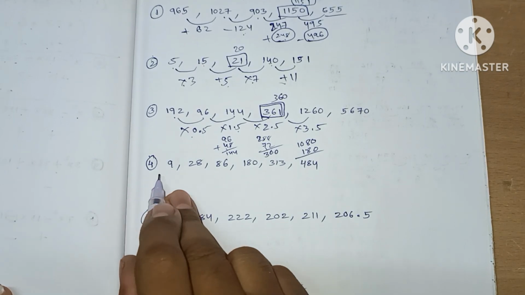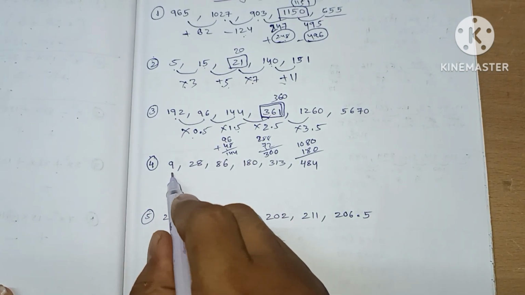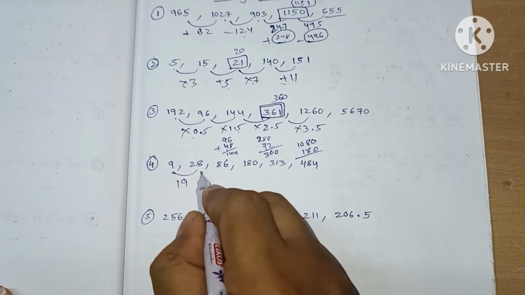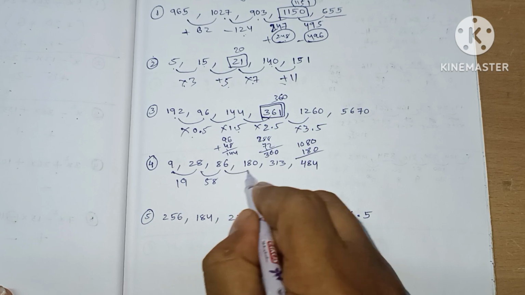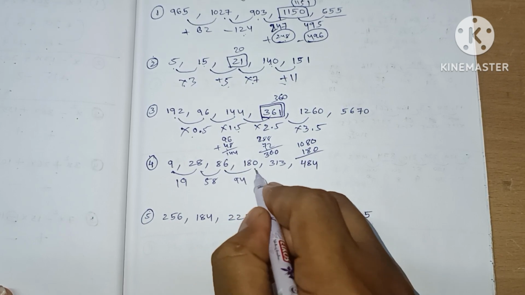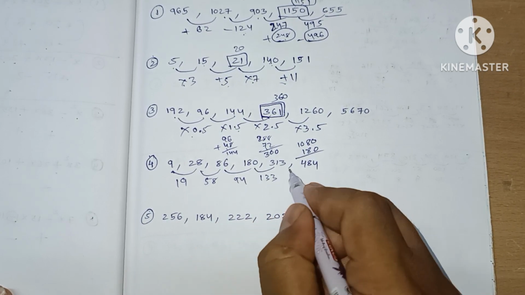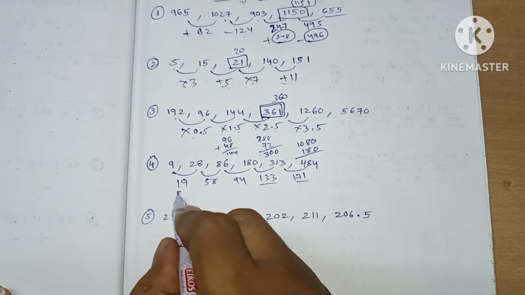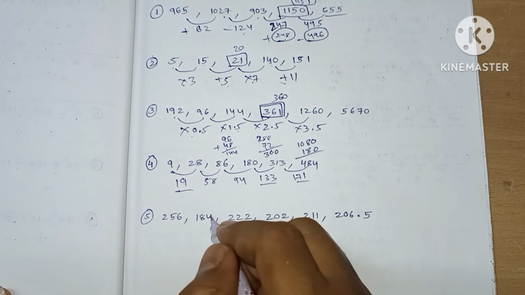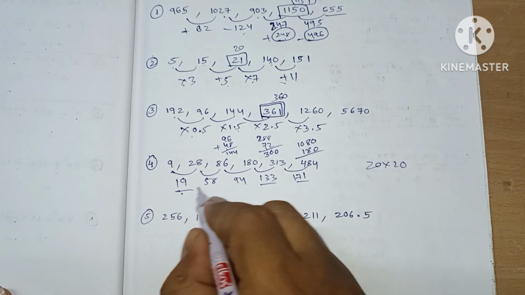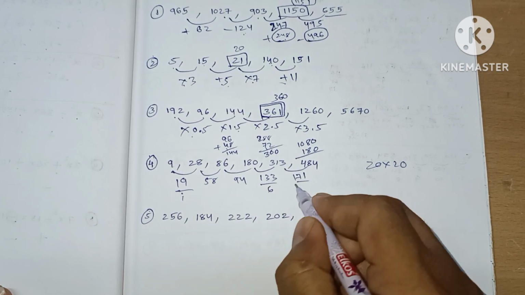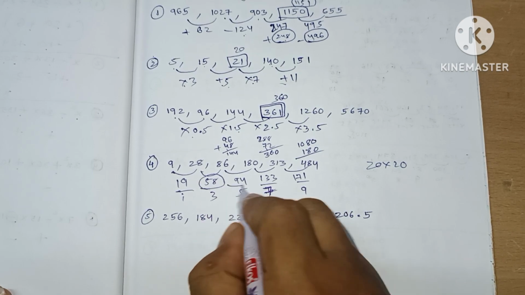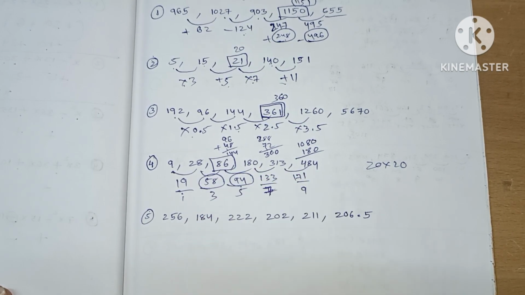Next, fourth question. Here 9 becomes 28 and gradually increasing. So we'll go with the differences. Here the difference is 19. Here the difference is 58. Here the difference is 94. Here the difference is 133. Here the difference is 171. These are 19 multiples. This is why we need to know 20 into 20 tables. 19 one time, 19 6 times, wait, 7 times, 19 9 times. So it must be 3 times and 5 times, which are the wrong. So our wrong number will be 86.